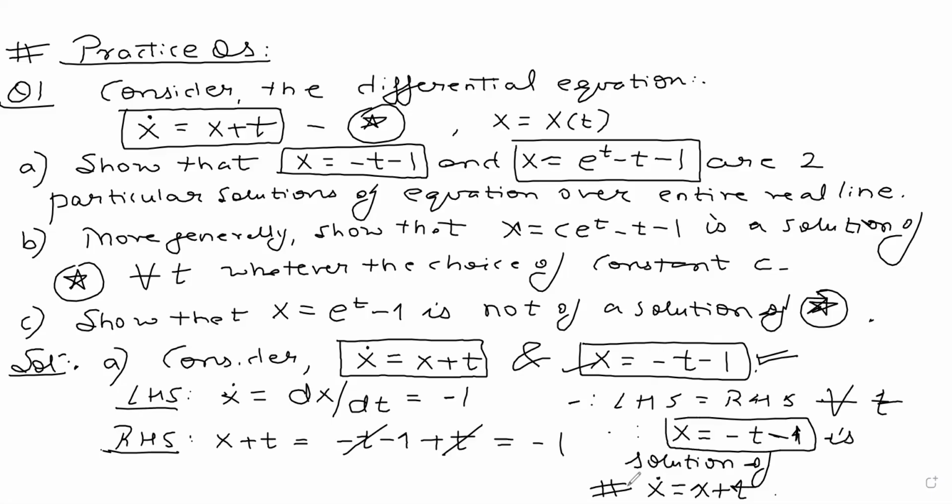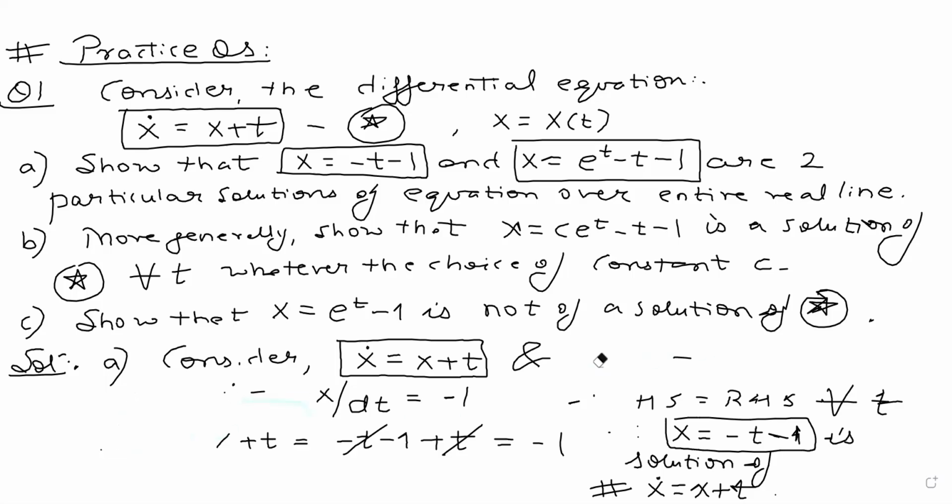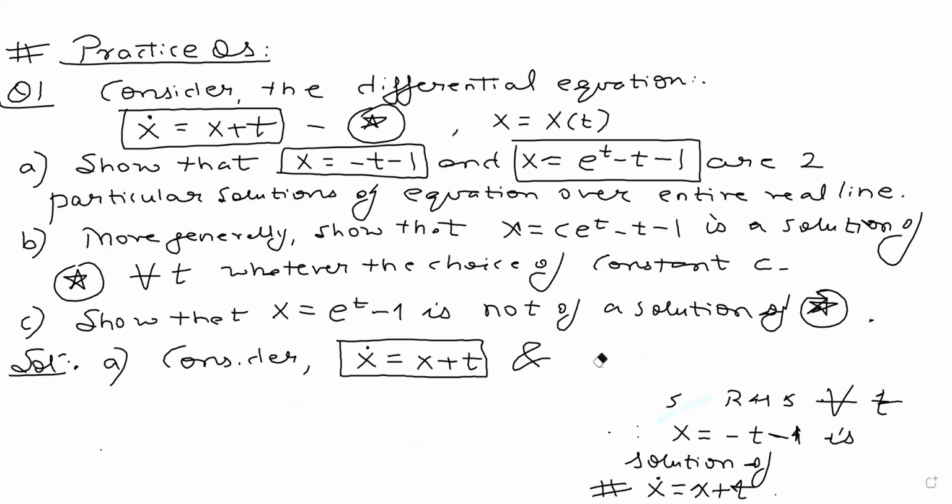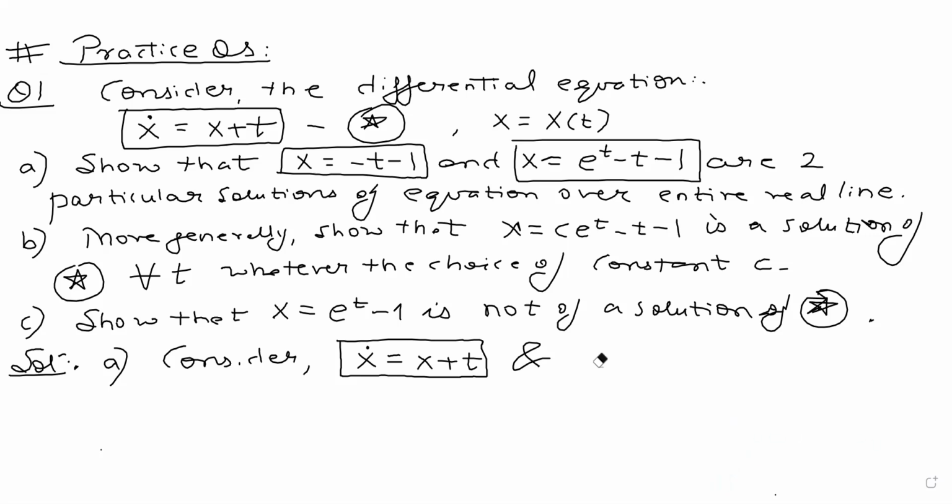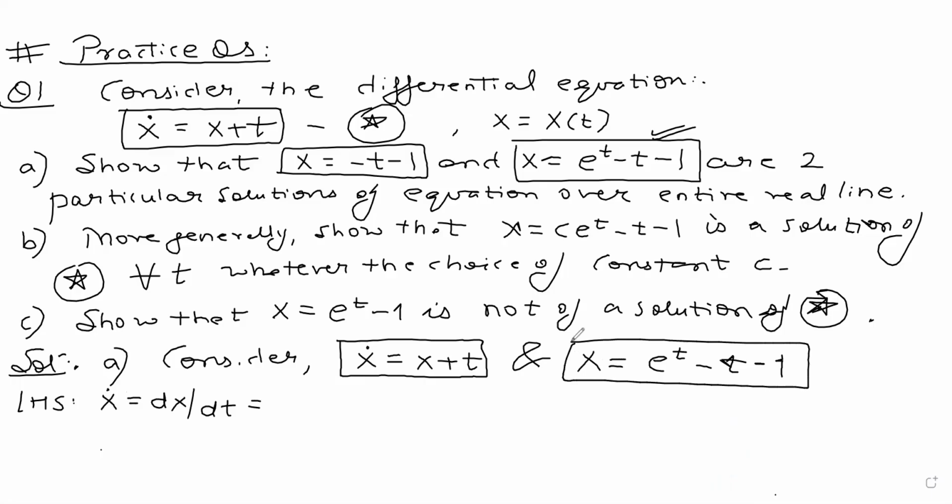Okay, now erasing it off, let's look at the second case. Everything else remains the same, guys. The only difference is now my x has changed. So we are still solving part A. Now x is given to us as e to the power t minus t minus 1. Again, I can calculate left hand side, which is x dot, which is nothing but dx by dt. From this expression, if I find dx by dt, it's e to the power t minus 1.